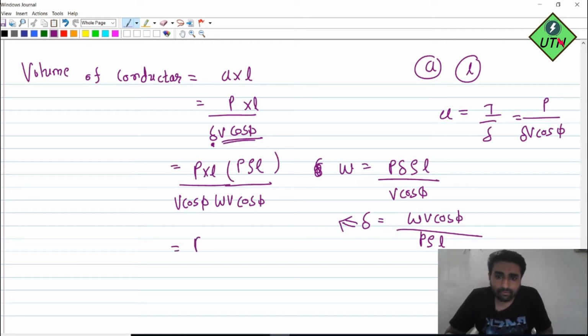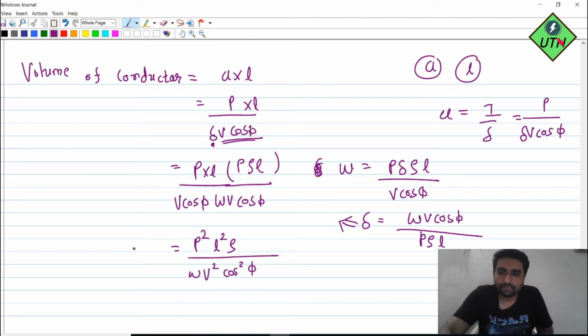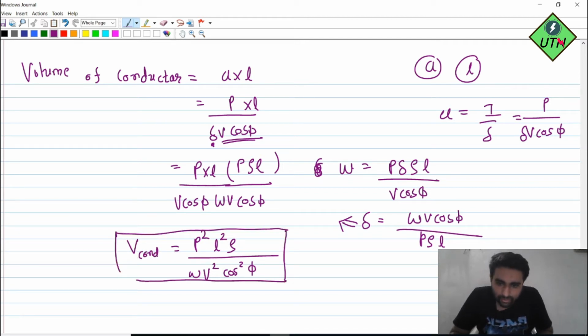So what we will have over here is P square, L square and rho. Similarly here we have W, V square, and cos square phi, right? So we have the volume of the conductor, which we will denote with V conductor. This can be given by this particular equation, and that is our equation number 6.